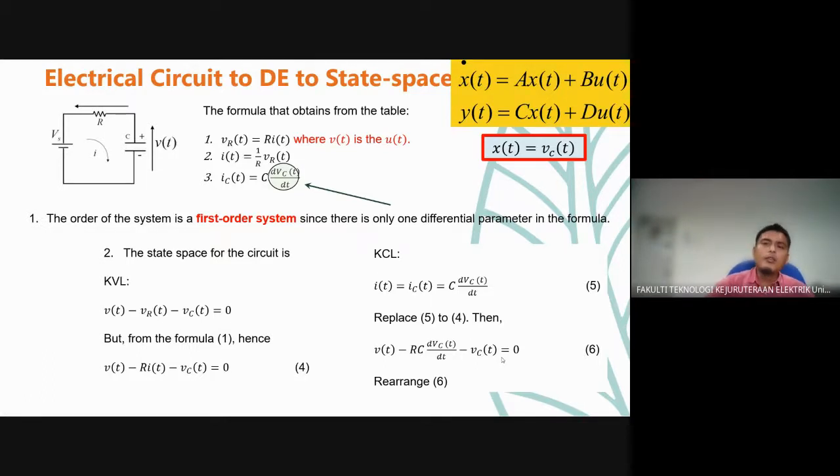Okay, so do we already have a complete equation for x dot t equal to A xt plus B ut, based on equation number 6?